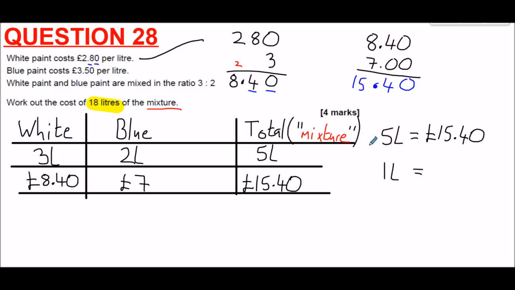So to go from 5 down to just 1 litre, what would we divide 5 by to get 1? The answer is we divide it by itself, because any number divided by itself equals 1. But we need to do the same to this other side as well to keep it in balance. So 1 litre would be £15.40 divided by 5, which we can just do over here using the trusty bus stop method.